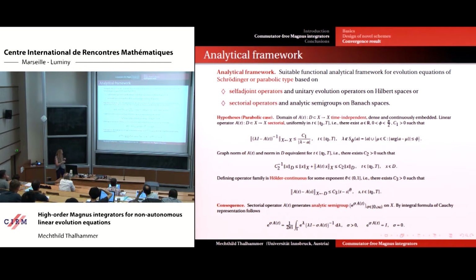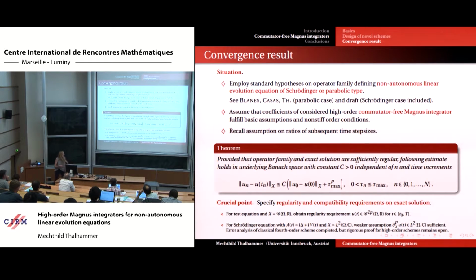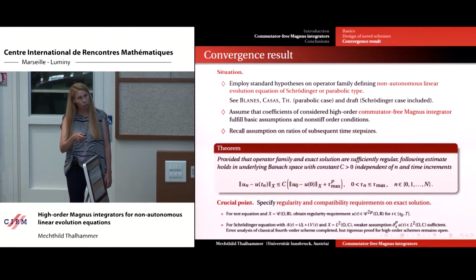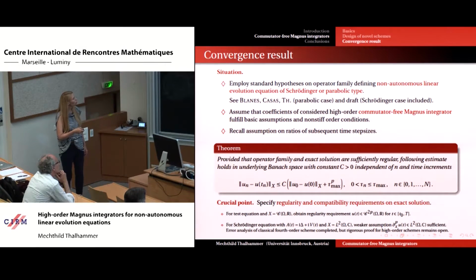Sorry, no, I mixed this. This is the Cauchy's integral formula. Okay. And this will be the general result. You measure your error in some Banach space, typically L2. Then you have the error coming from the initial condition, from the approximation of the initial state, and then for sufficiently regular solutions, you see the expected power of the time step size. So the smaller your time step size, the better the approximation you will get.